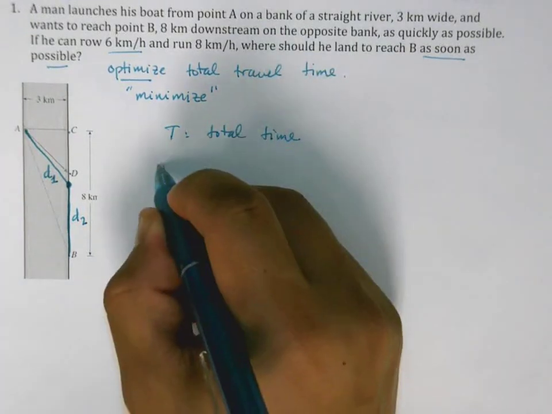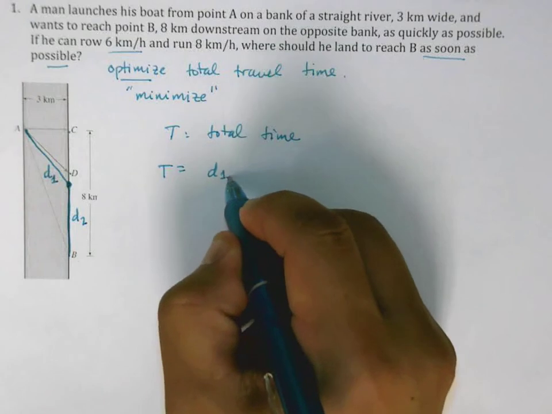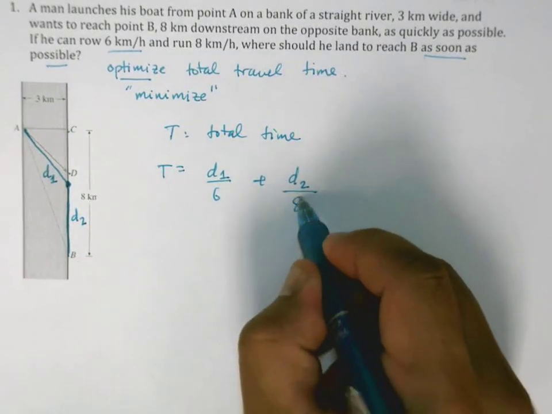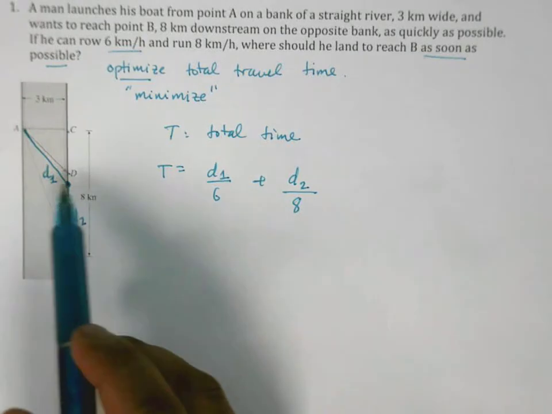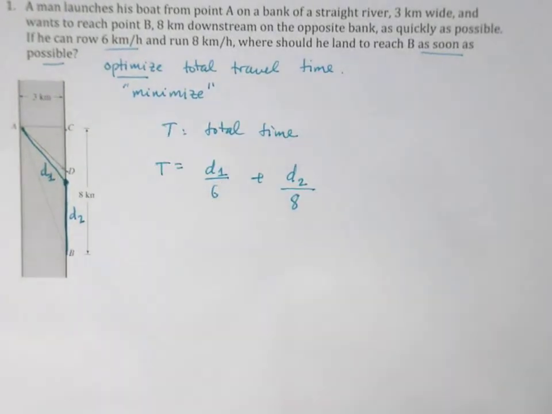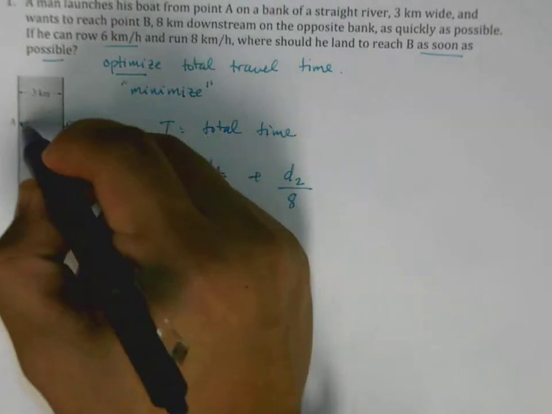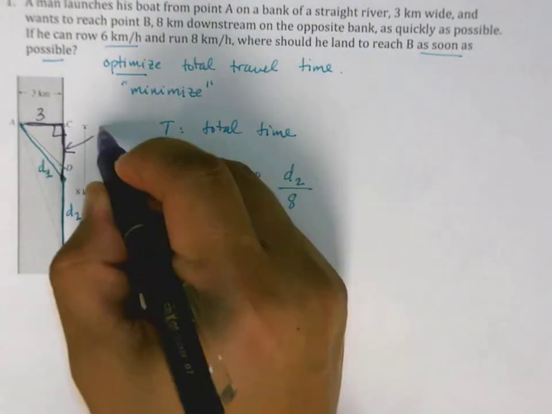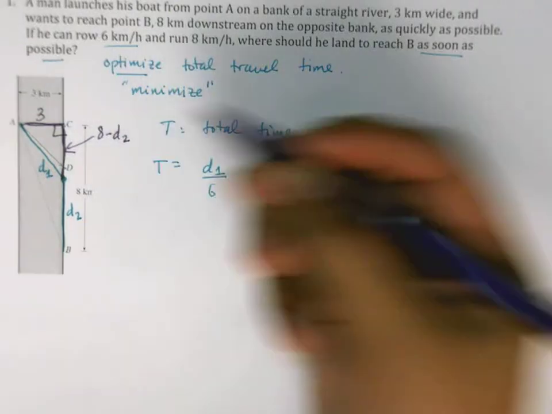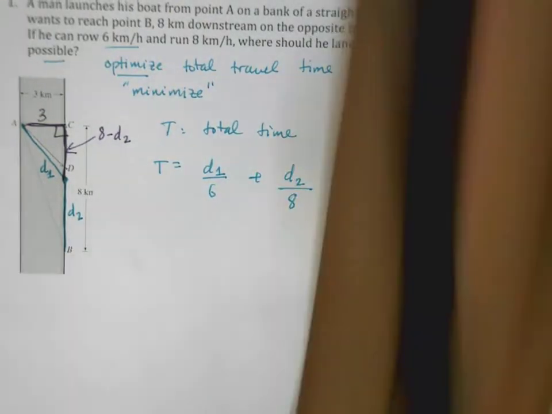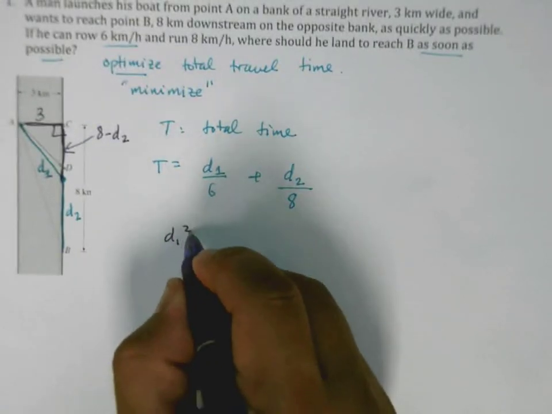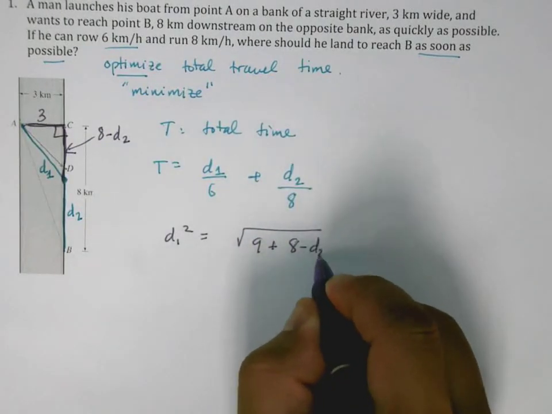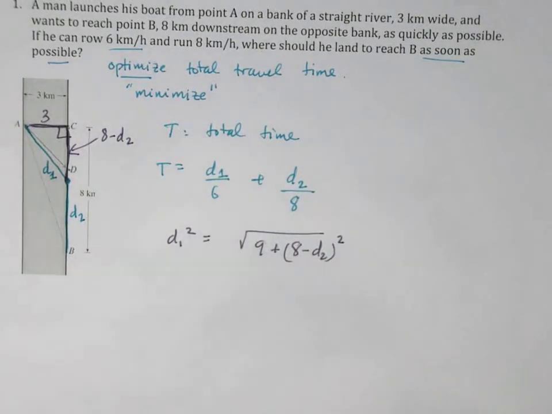T is equal to the distance in the water divided by how fast he can move in the water, plus the distance on land divided by how fast he can move on land. Then I'm going to see how we can rewrite one of these distances in terms of the other. We can make a little right triangle here. This is 3. This length right here is 8 minus D2. That tells us that D1 is equal to the square root of 9 plus (8 minus D2) quantity squared, using the Pythagorean theorem.